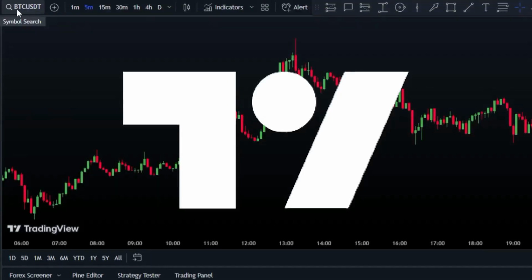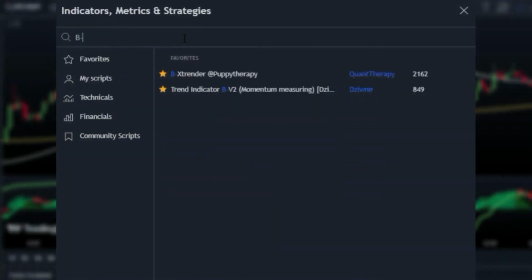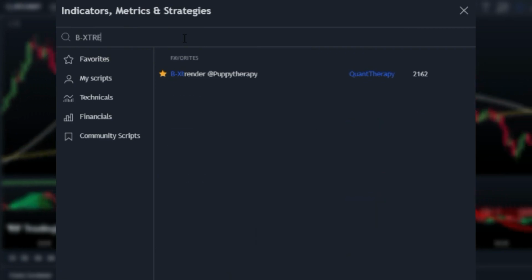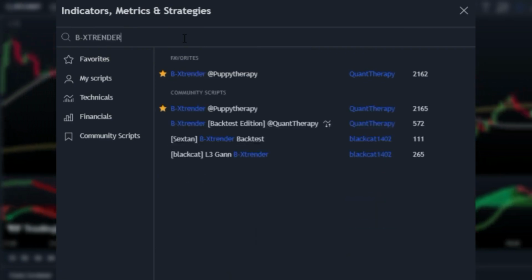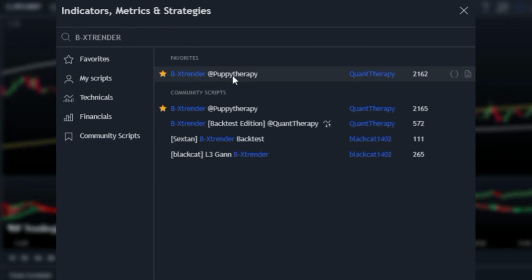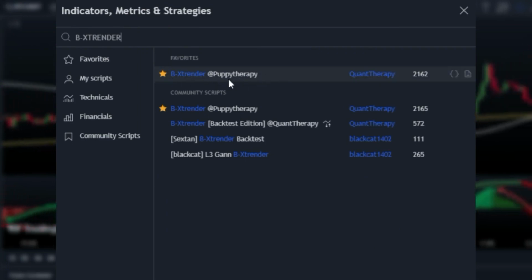Let's head over to the TradingView platform website. We're going to add the BX Trender indicator by Poppy Trappy to your chart. This is one of the standout free indicators on TradingView, even outperforming some of the premium ones.